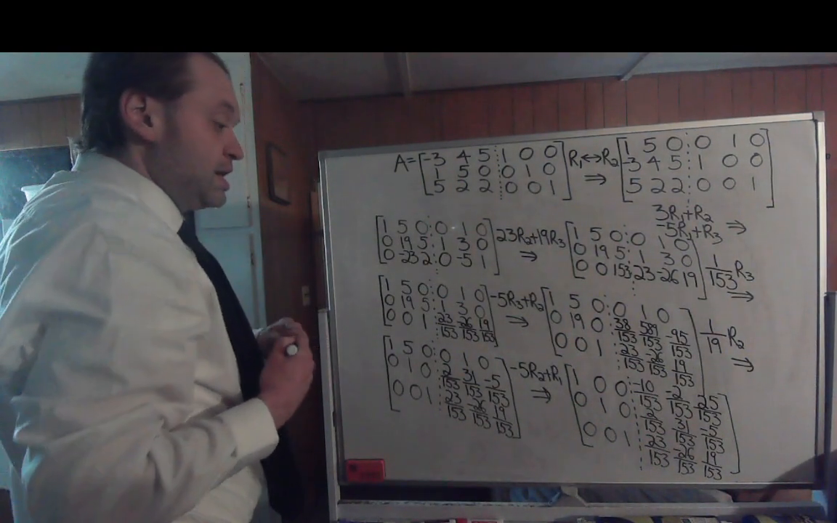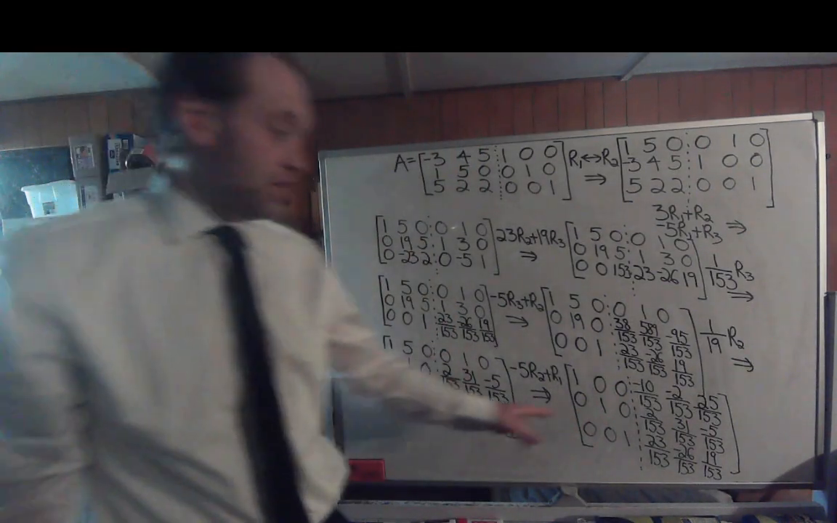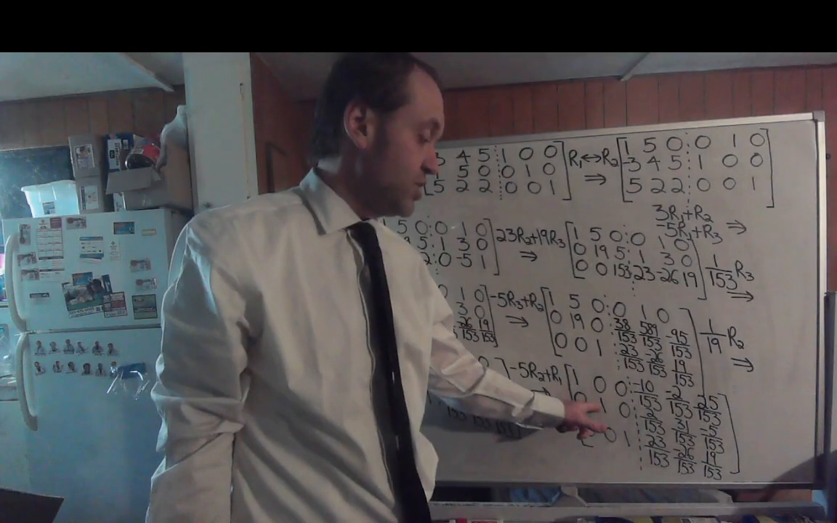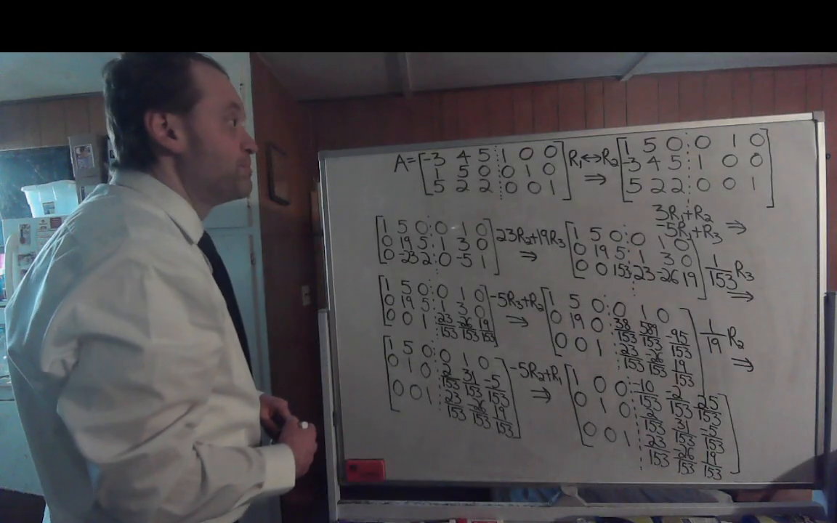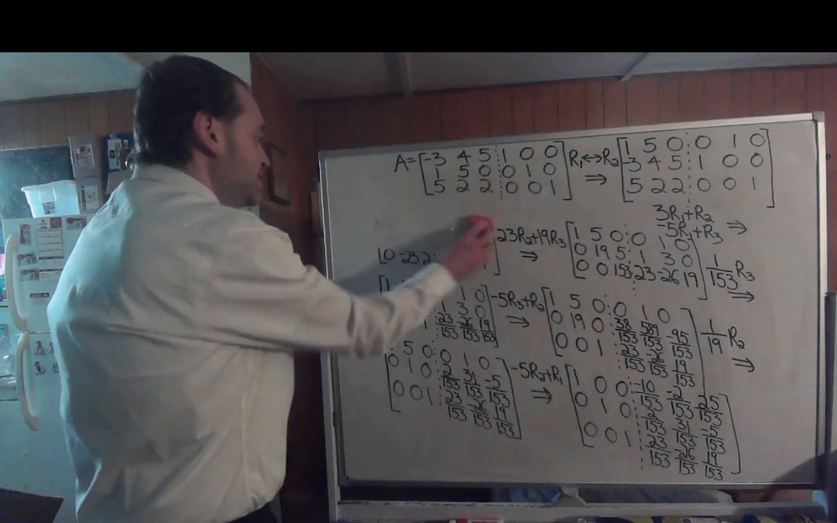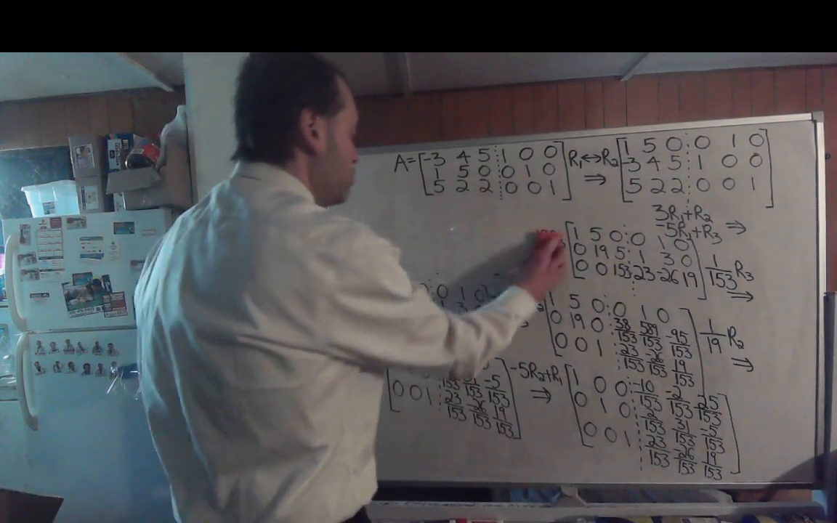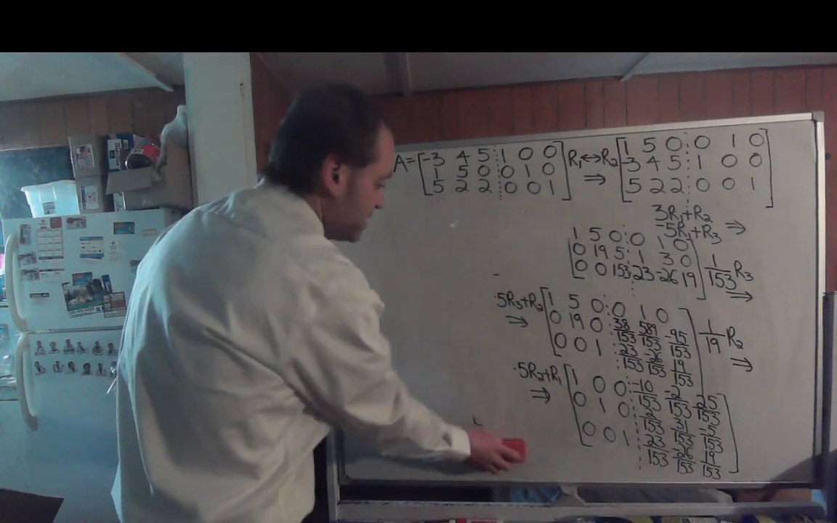So now that we have the left side of the augmentation in reduced row echelon form, which is the identity matrix, the right side is our inverse matrix. So let me just erase one of these here, or maybe more, so I can show you what the inverse matrix looks like.